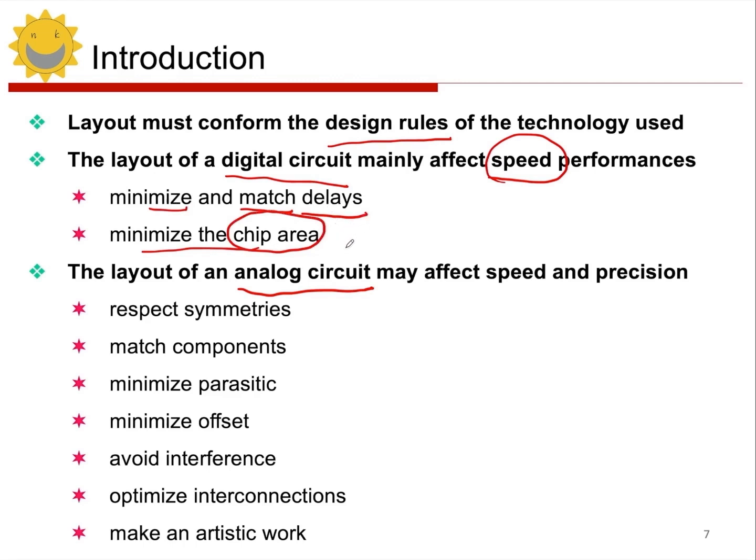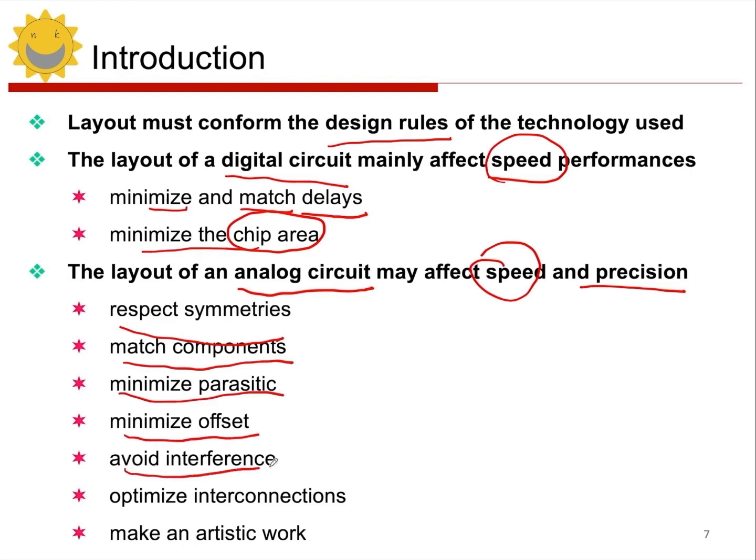Now let's look at analog circuits, which are completely different from digital circuits. The quality of the layout design for analog circuits can significantly affect various aspects, particularly the speed characteristics of the circuit. More importantly, it impacts the circuit's precision. In other words, if an analog integrated circuit is not well designed, it can noticeably affect the circuit's accuracy.